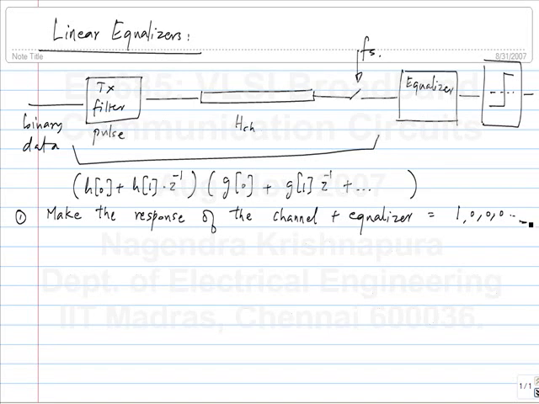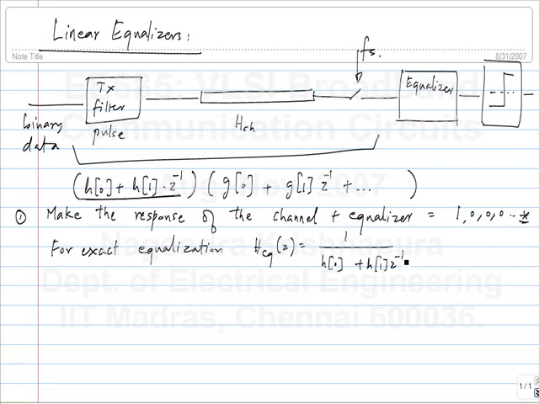The last one you can't, that you know. If you had to make it 1 and all zeros, what kind of equalizer would you need? IIR. Essentially, this is the discrete time transfer function of the channel plus sampling, the transmitter plus channel plus sampling. So to equalize it exactly, you need this to be the inverse of that channel plus transmitter response.